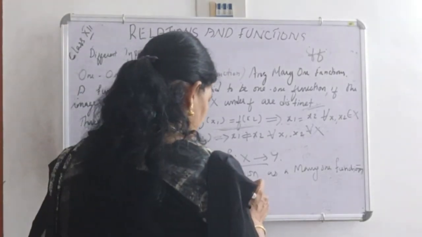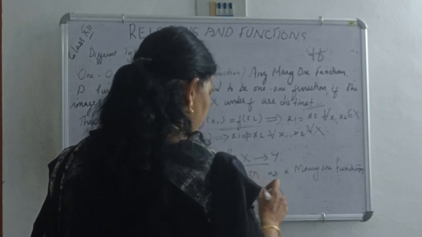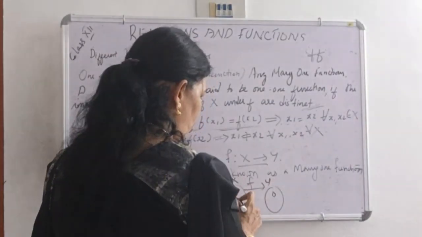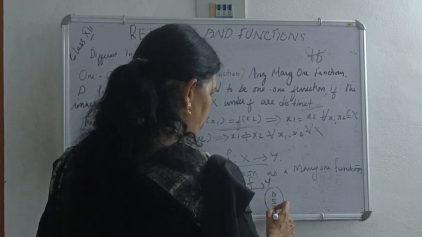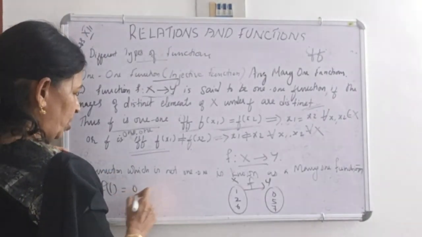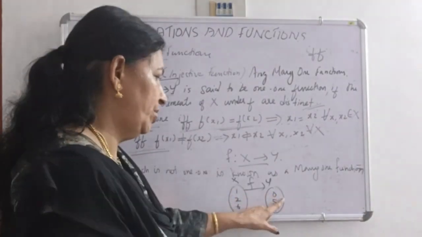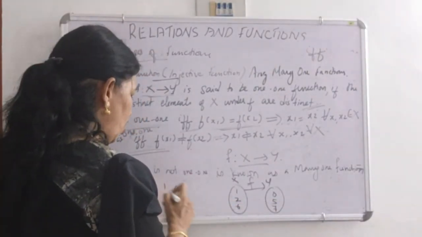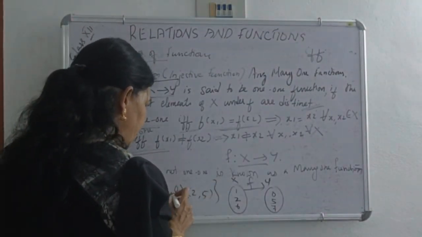Image means, consider a function f from X to Y, 1, 0, 2, 5, 6, 7. Then here f of 1 is equal to 0. Here image, 1 എന്ന എലമെൻറ്റിൻ്റെ ഇമേജ് 0 ആണ്. Image of 2 is 5. 1 0, 2 5 അങ്ങനെയൊക്കെ പറയുമ്പോൾ ഈ 1ൻ്റെ ഇമേജാണിത്.